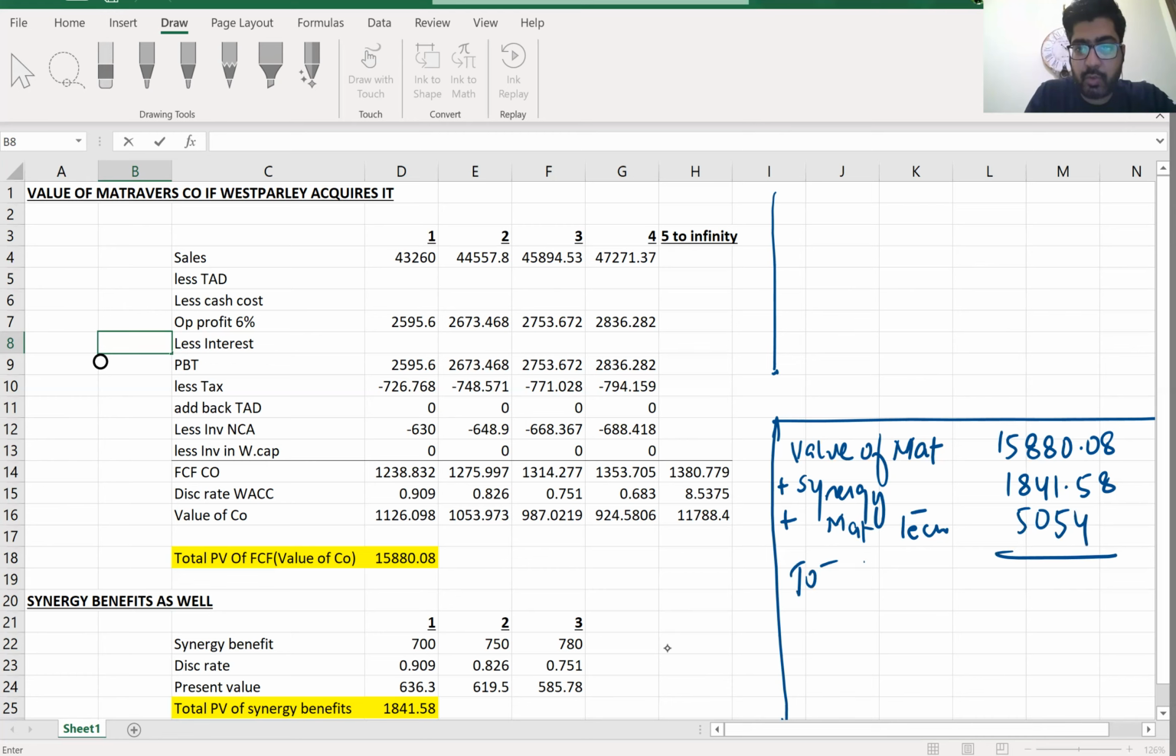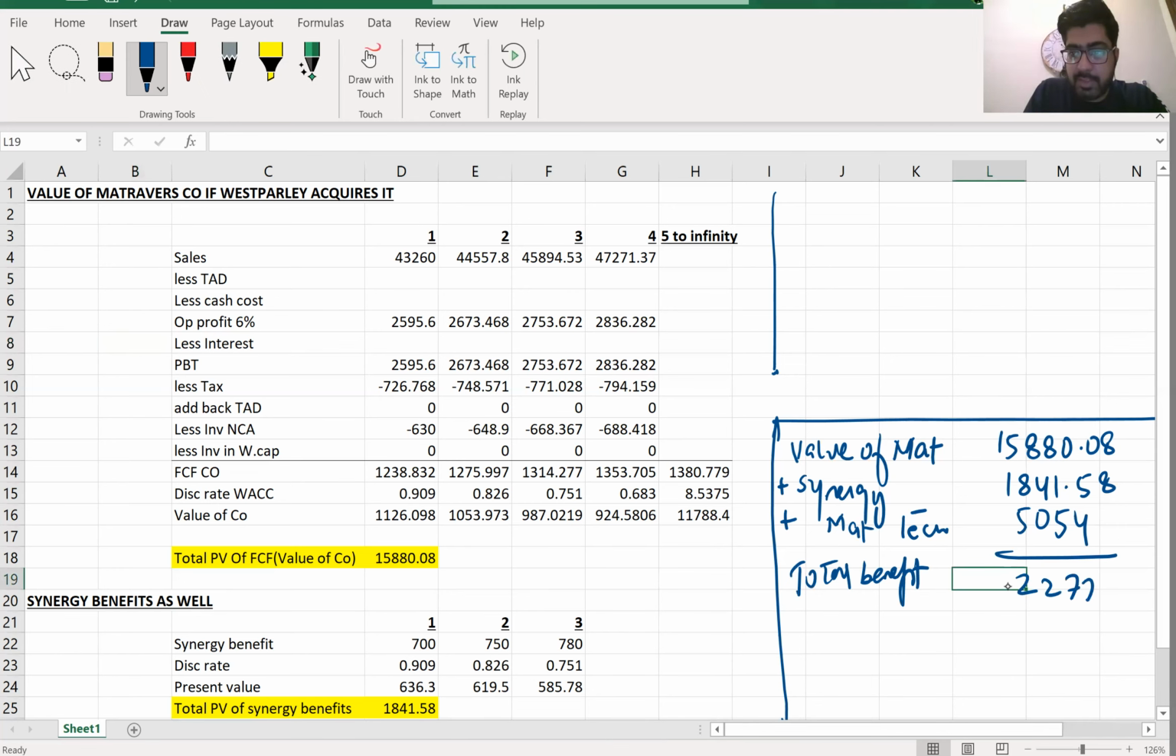So this is the total benefit they are going to get if they acquire Matraverse company, right? This is the total benefit they will get if they acquire Matraverse company. 15880, the home business, 1841, the synergy, and 5054. They will get approximately 22775 if they acquire Matraverse, but they have to pay something to equity holders, and they have to pay the Matraverse debt as well.